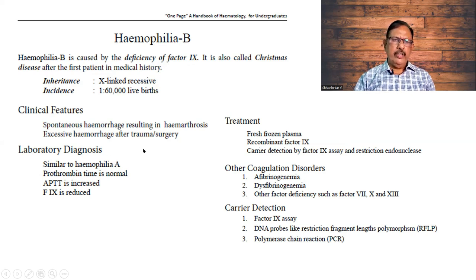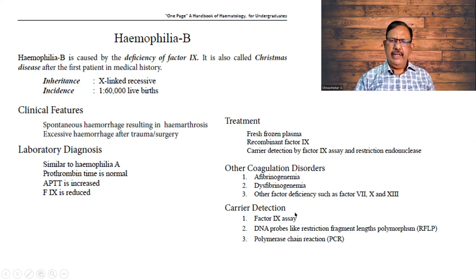The features are similar to hemophilia A, prothrombin time is prolonged, APTT is increased, and factor IX is reduced. In the previous one, factor VIII will be reduced. That is called assay of factors. Treatment will be fresh frozen plasma, transfusion of factors, and factor VIII, factor IX assay. Other coagulation disorders can be differential diagnosis. Other clotting factor deficiency, afibrinogenemia or dysfibrinogenemia.